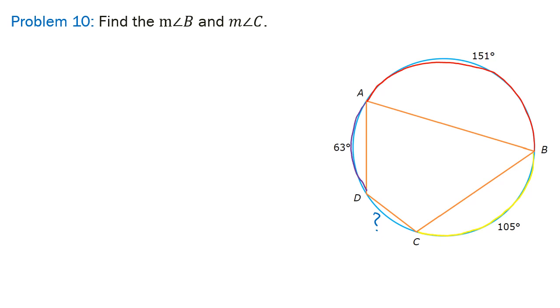Well, the arcs should add up to 360 because you have a circle. So 360 minus 151 minus 63 minus 105. So 360 minus those values is going to give us 41 degrees. So arc DC is 41 degrees. Now that we have that knowledge, we can figure out all these different angle measures they're asking for.